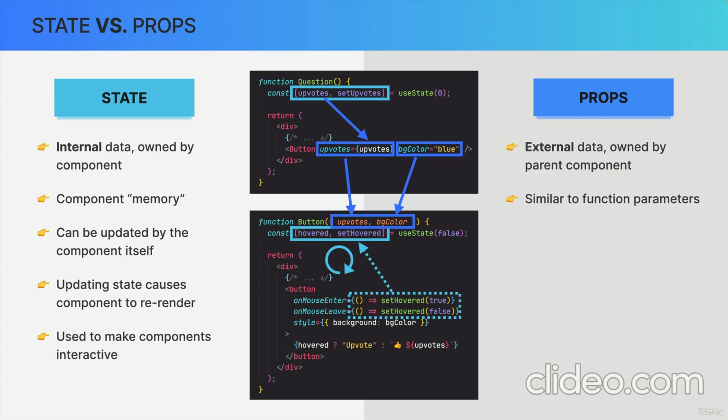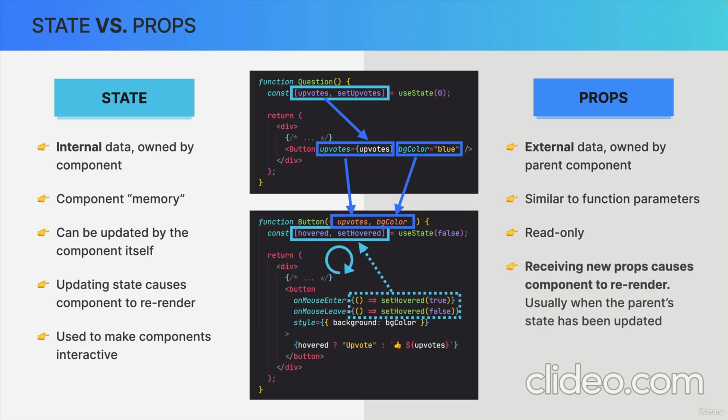On the other side, props work very differently. They are read-only, so they cannot be modified by the component that is receiving them. However, and this is something that we haven't learned before, when the child component receives new updated props, that will actually also cause the component to re-render. And let's actually analyze that here in this code example. So one of the props that was passed to question is called upvotes. And that upvotes variable is actually state in the parent component, right? It's created using the useState hook, and therefore upvotes is in fact state.